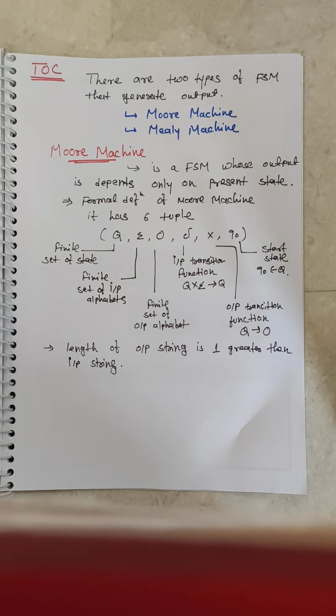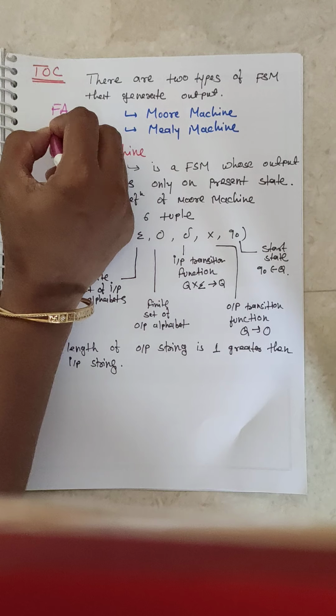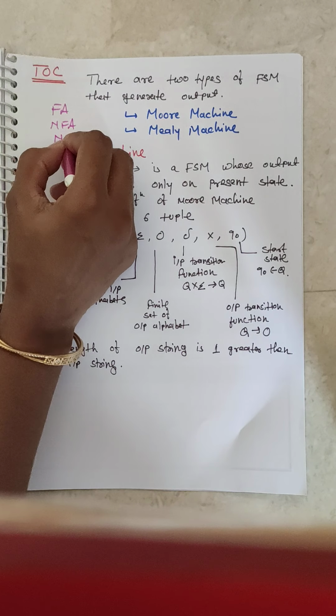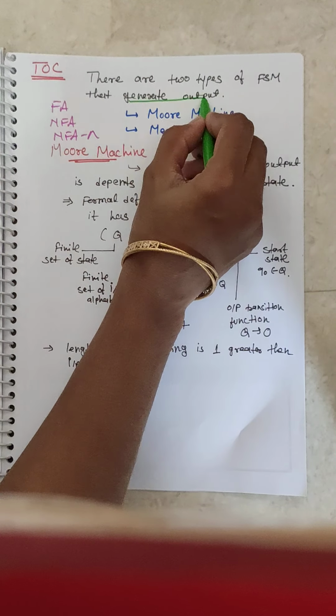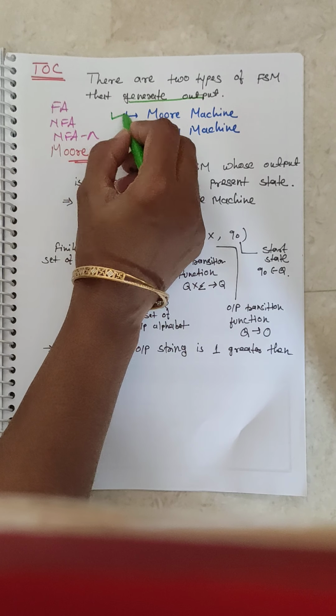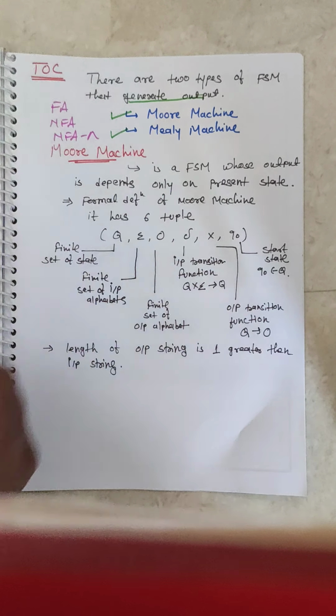Today we learn about the FSM, finite state machine, that generates the output. Normally, you learn the finite state machine that traces the string and says whether the string is valid or not. There are so many FSMs like FA, NFA, NFA with null. But now there are mainly two types of finite state machine that generate the output, which are the Moore machine and the Mealy machine.